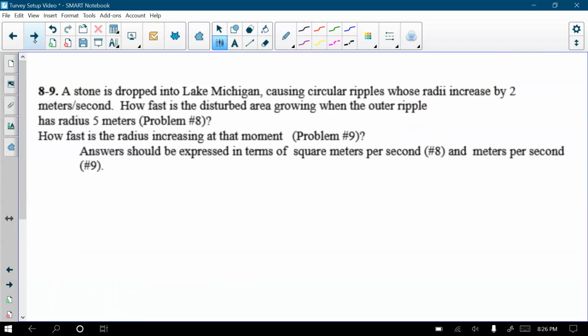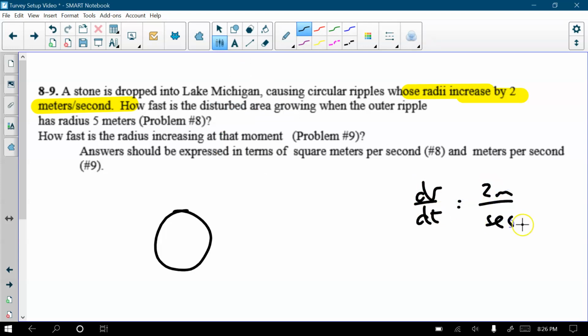Eight and nine. A stone is dropped into Lake Michigan causing circular ripples, whose radii increase by 2 meters per second. Oh my gosh, I'm already at 20 minutes. So let's go ahead and just write dr/dt equals 2 meters per second.